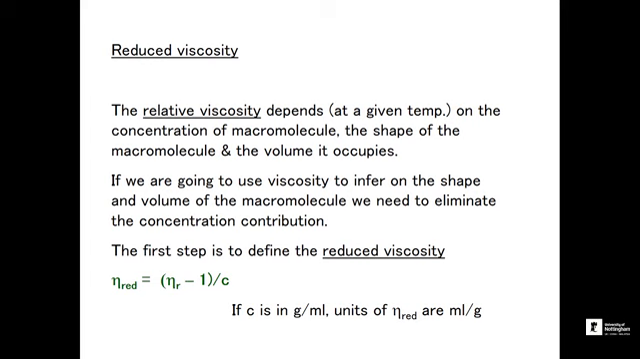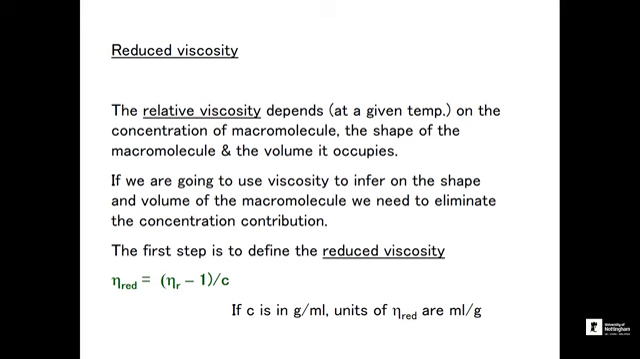So concentration is important. If we are going to use viscosity to infer shape, we need to eliminate the concentration contribution. The first step is to define what we call a reduced viscosity. So the reduced viscosity, eta red, what you do is you subtract 1 away from the relative viscosity and divide by the concentration.